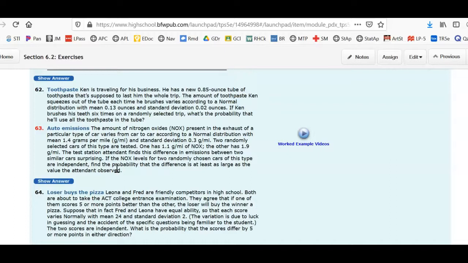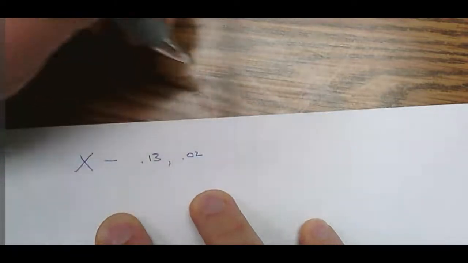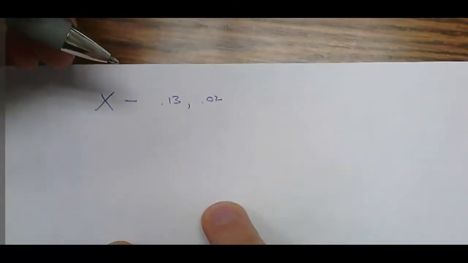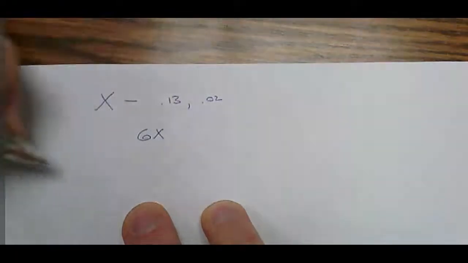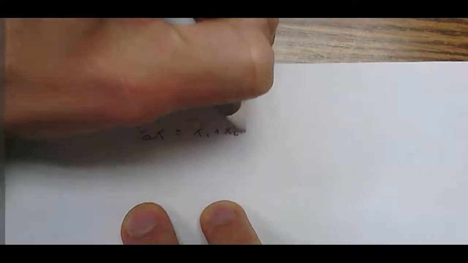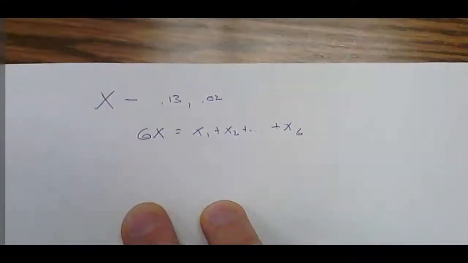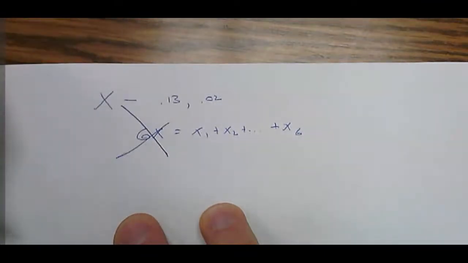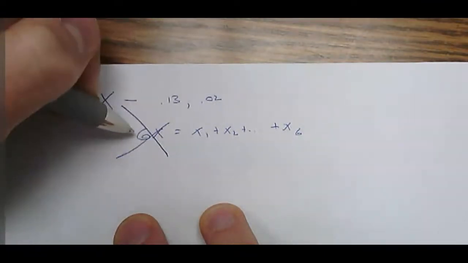So very similar to the last question, we have a continuous random variable here. We have a mean of 0.13 and a standard deviation of 0.02. But the reason I want to show this question is it's important that you recognize that the amount of toothpaste being used has a mean of 0.13 and standard deviation of 0.02, and I believe they said it's approximately normal. He's going to use the toothpaste 6 times. So I need to really think about, is this 6 times x, or is this x1, x2 plus x6? Well, each time he squeezes toothpaste out of the tube, it's independent of the previous one, so this is not correct. That would be just using the toothpaste tube once and rescaling it by 6.